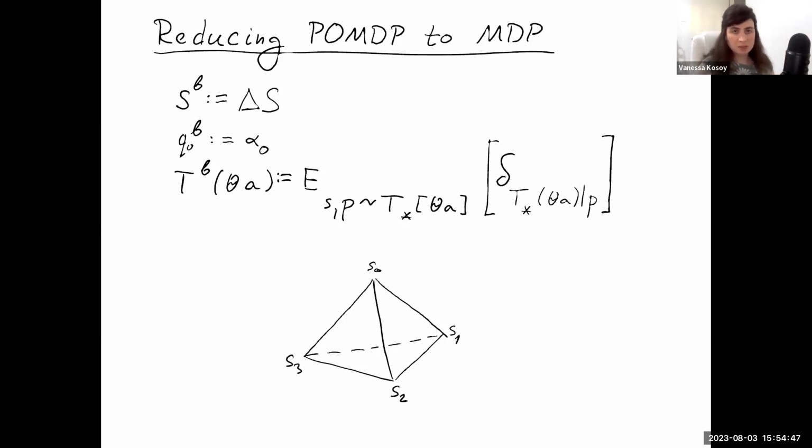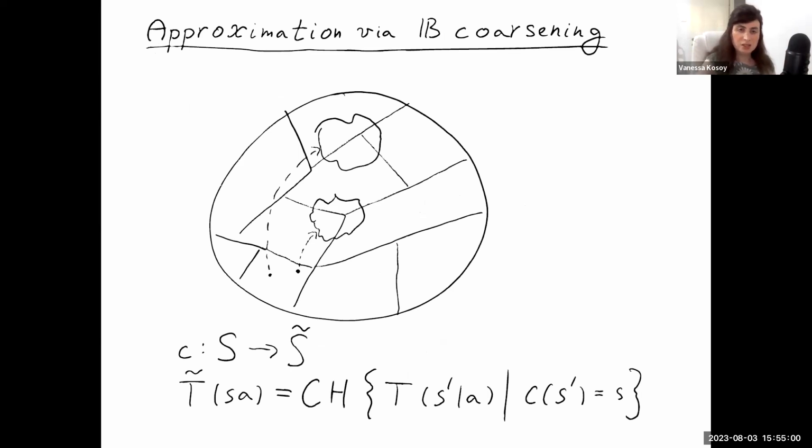Okay, so Bayes optimal planning is reducible to POMDP, and POMDP is reducible to MDP. Composing those two together, Bayes optimal planning is reducible to MDP, but a huge MDP. What do we gain from all this? For huge MDPs, we can approximate the control problem using infra-Bayesian coarsening.